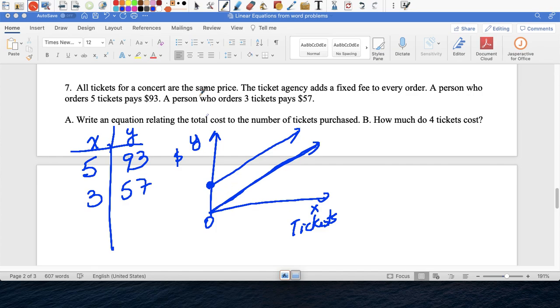Okay, this one, the second line, let me just change colors. This line over here, the pink line, if it was proportional, it would say, hey, 0 tickets, you pay $0. That makes sense, right? There's no fee. But unfortunately, that's not true in today's world. There is always some type of processing fee, and that's how they make some of their money. Okay.